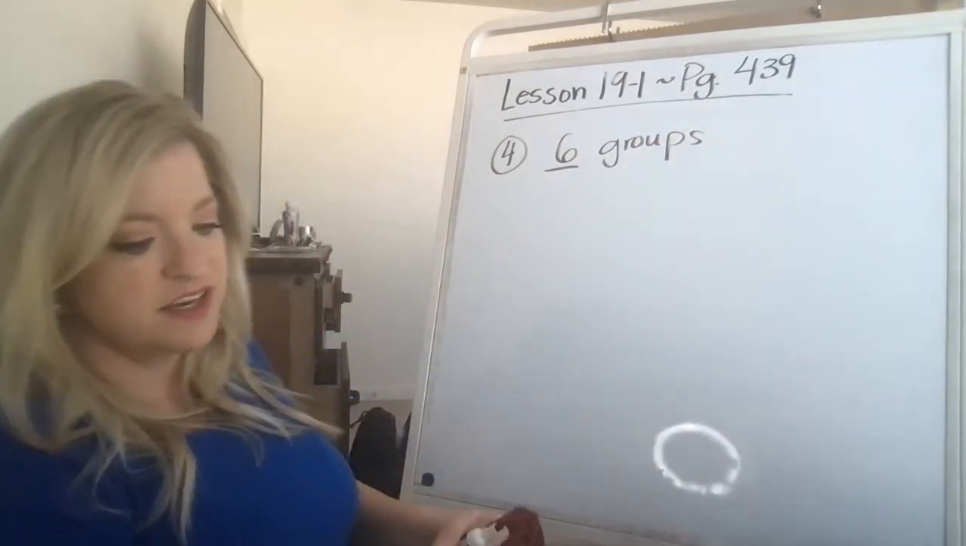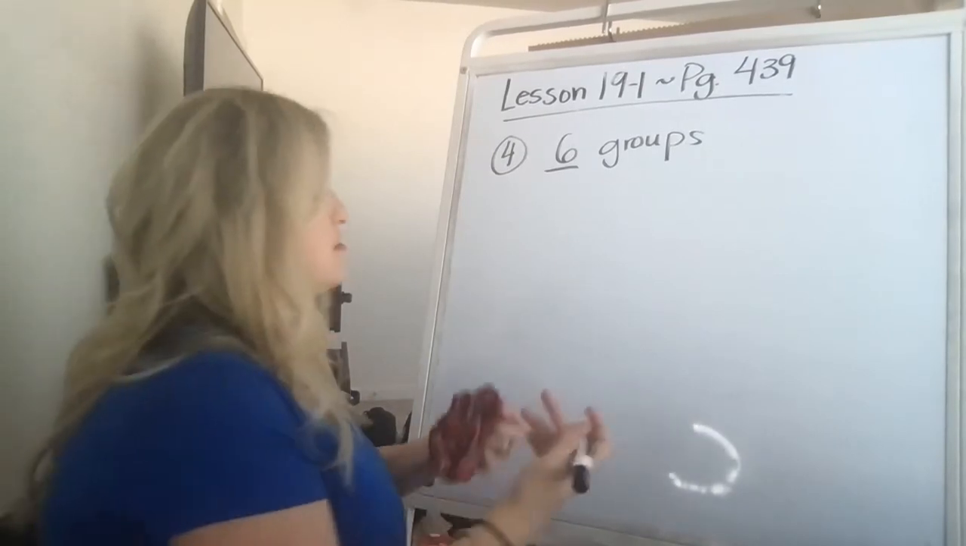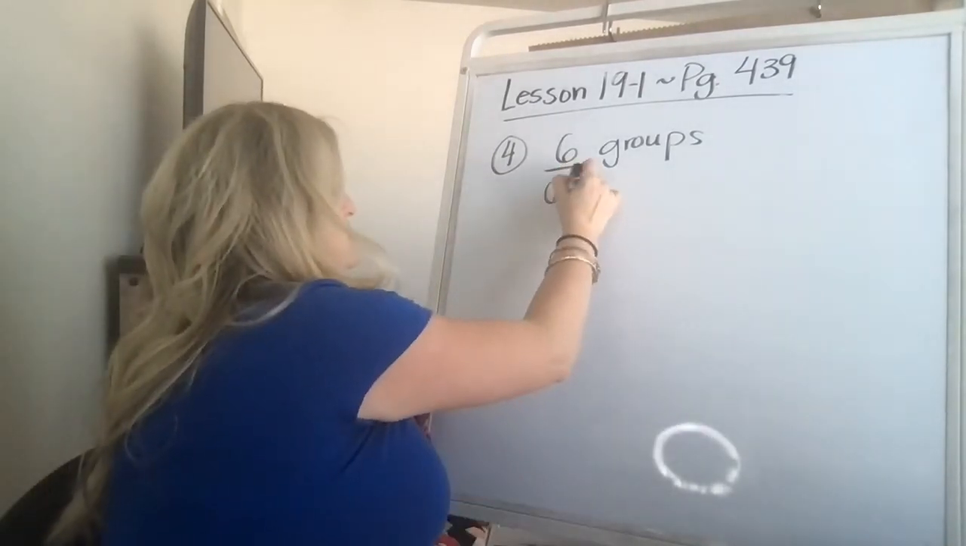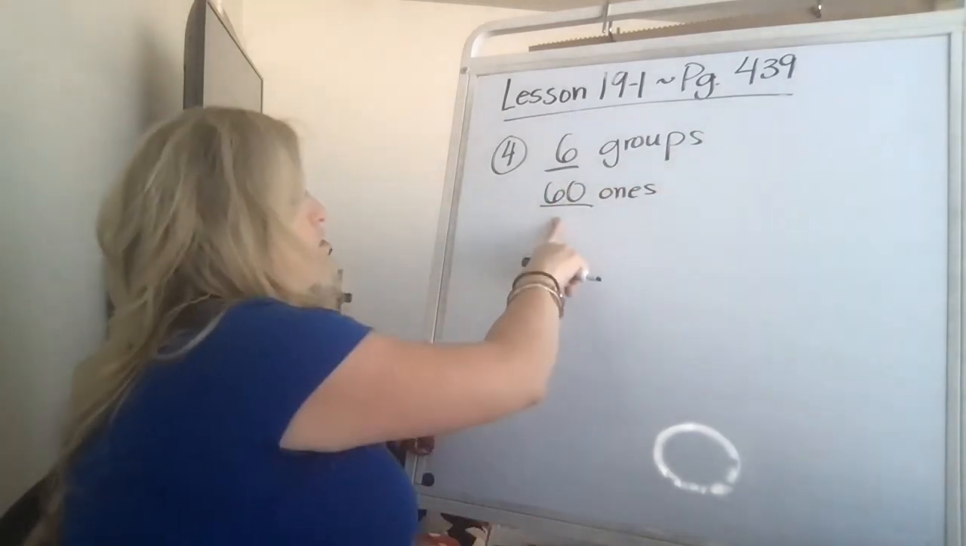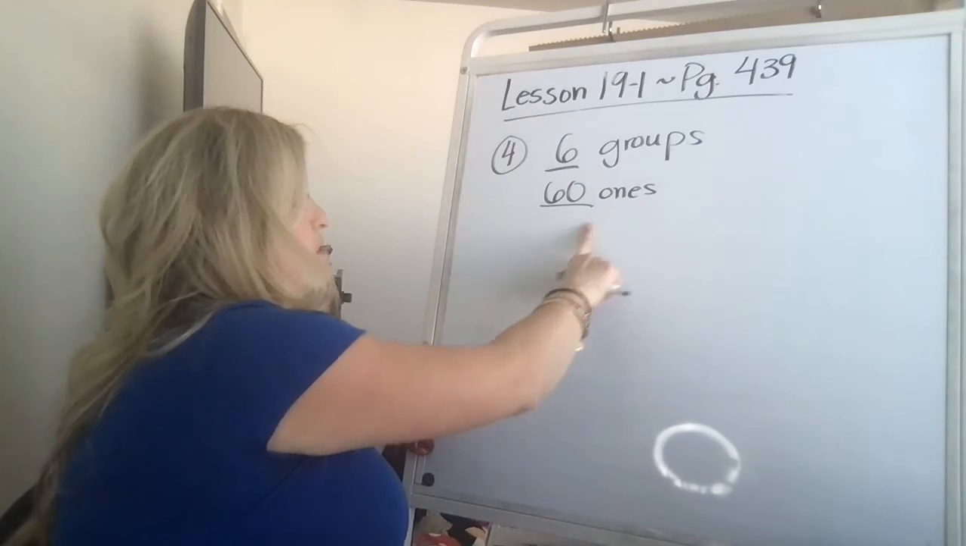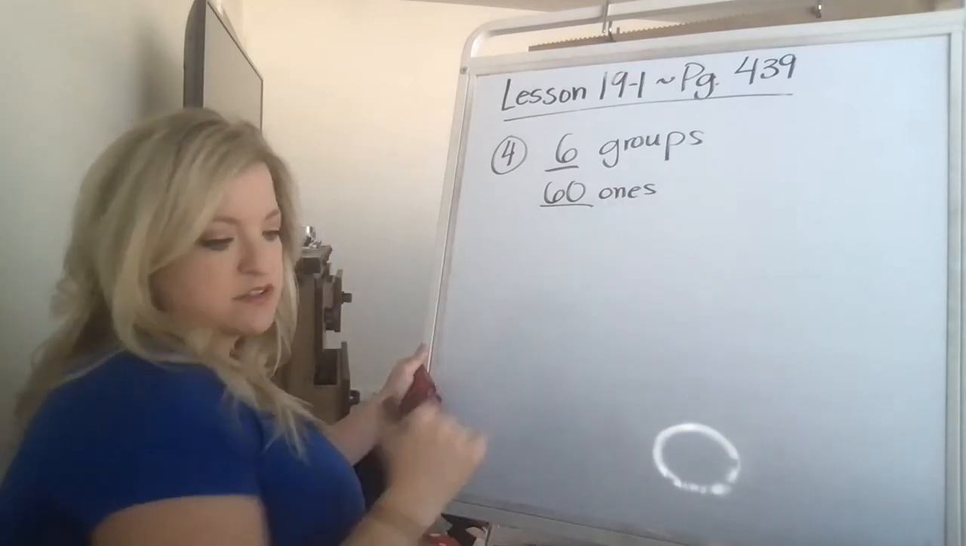6 tens is the same as 60 ones. Okay, because you're saying 1 plus 2 plus 3 plus 4, 60 times. So you have 60 ones.